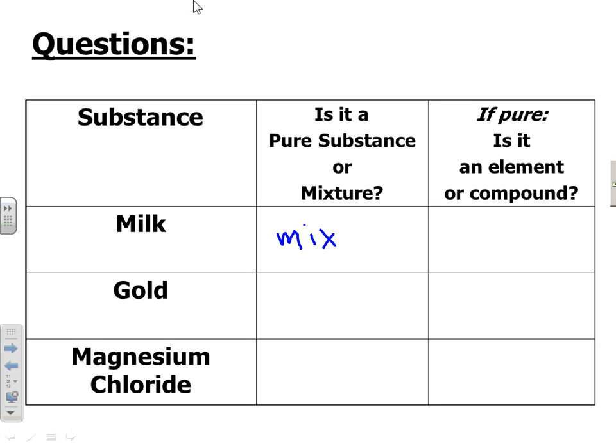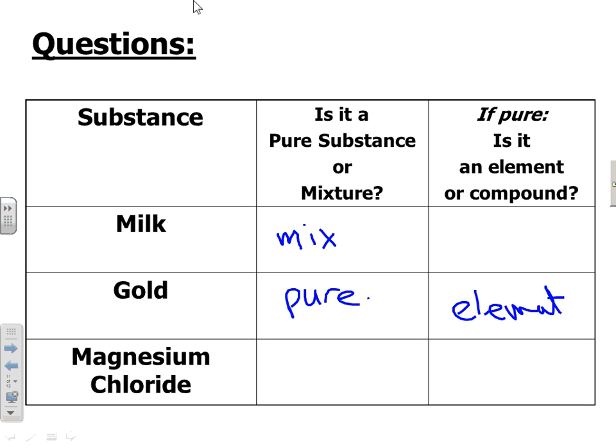All right, excellent. Gold, pure substance or mixture? No, don't worry about it. I got a couple of sheets on Google Classroom that you're going to do yourself. Gold, pure substance or mixture? Yep, pure substance. Is it an element or a compound? Someone else. Amy, your arm's got to be getting tired. Conrad? How do you know? It's only one, and it's found on our table of elements. Element. It's only one. That's correct. Magnesium chloride, pure substance or mixture?